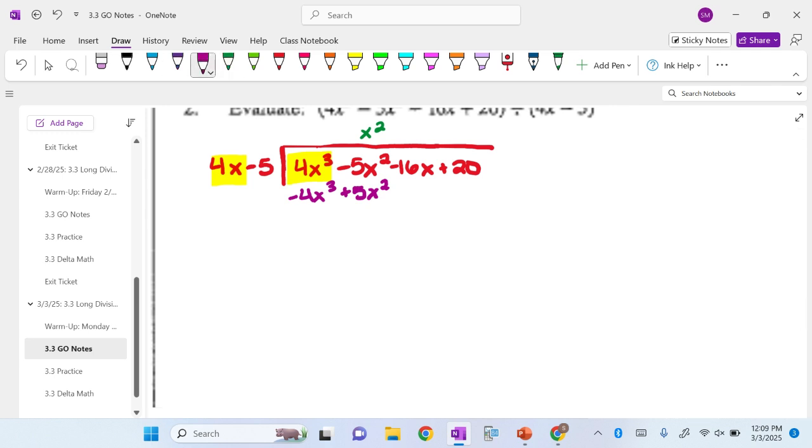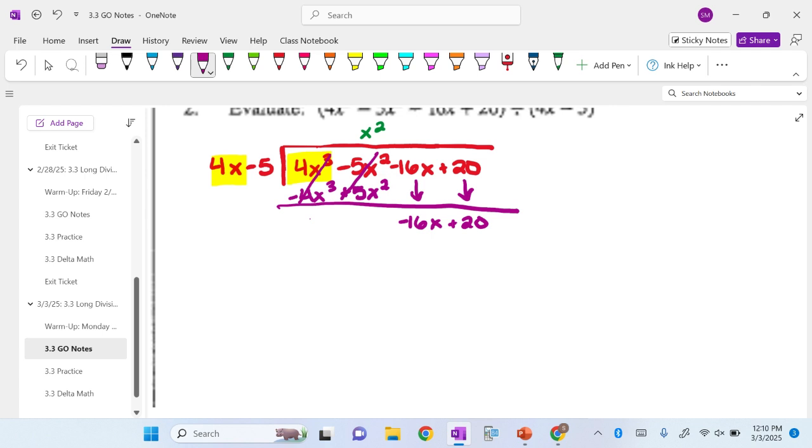Now, we would then combine like terms. What's going to happen when I combine like terms? They both cancel out. So, since they both canceled out, we're still going to bring down our other two terms. So this would be 0, but this would be negative 16x plus 20. So this one's actually a little bit less steps. All right.